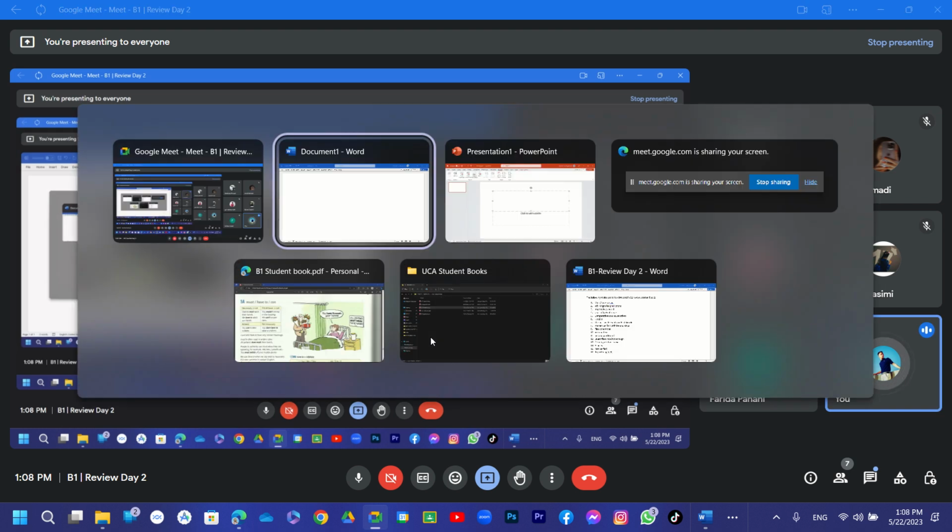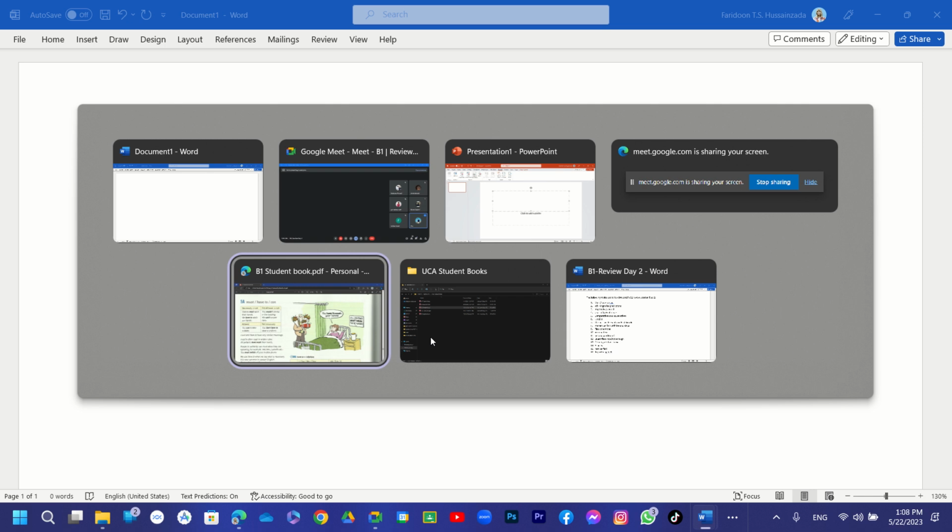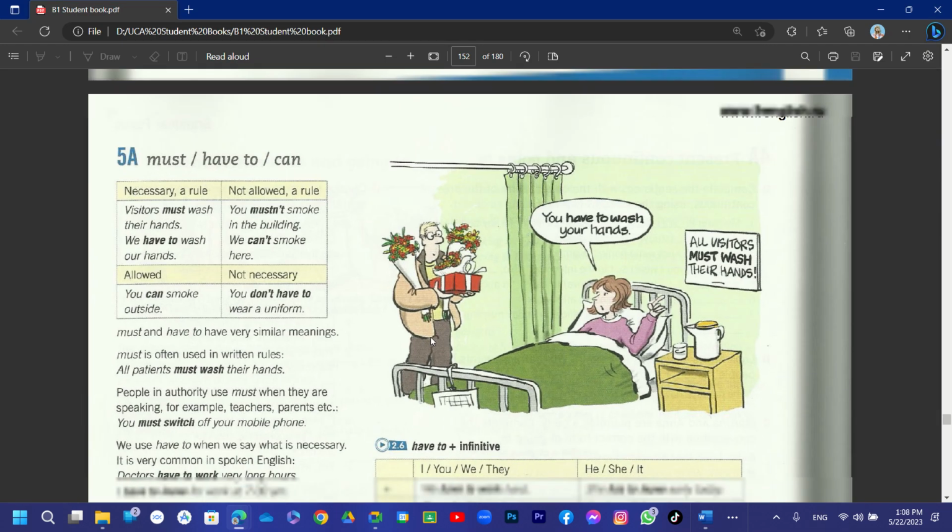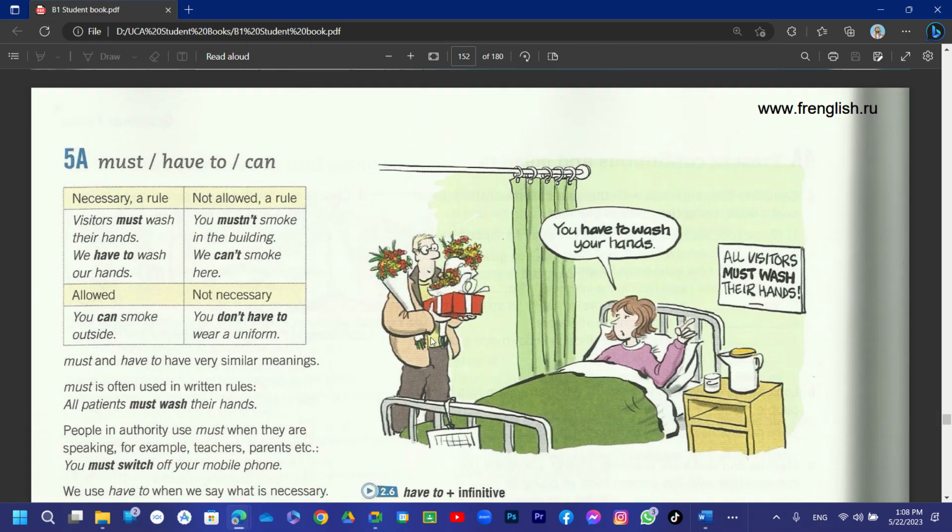Okay, so are you ready, guys, now? Very good. Okay. So let's start with the first grammar that we have to talk about.